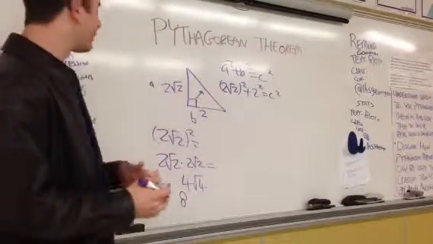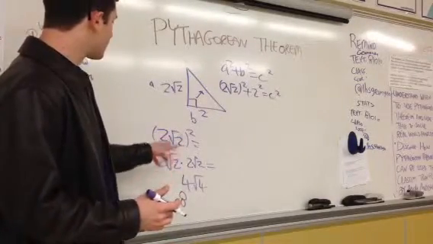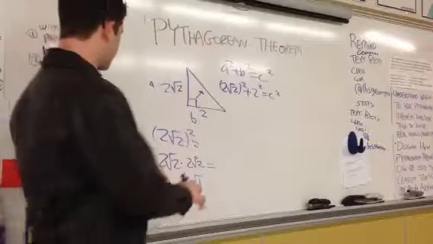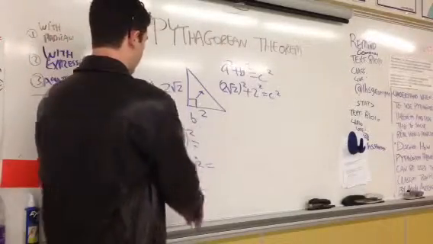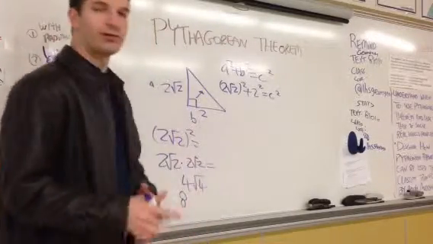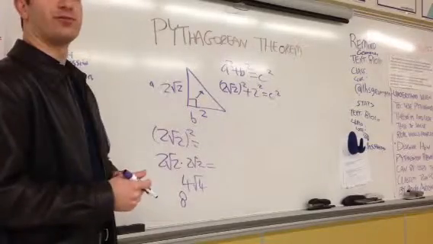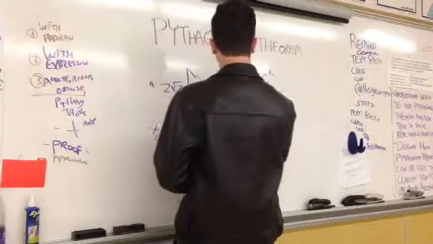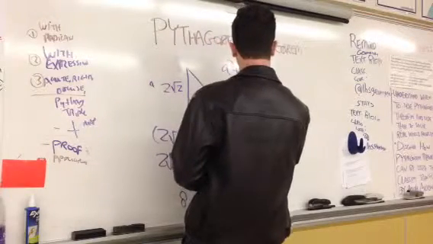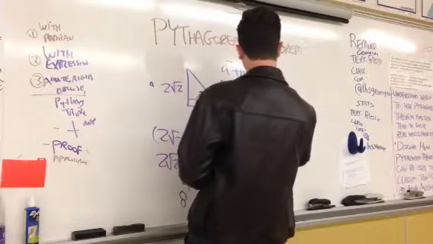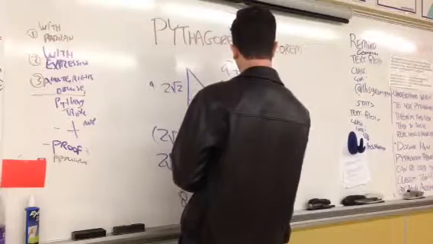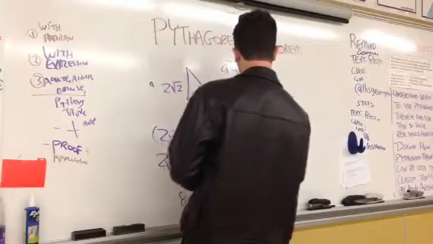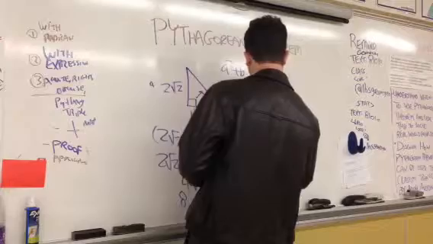So once again, all I did there was square this number. To square 2 square root 2, multiply what's on the outside to get 4. Multiply what's on the inside to get square root of 4. 4 times the square root of 4 is just 4 times 2, which is 8. So I have 8 plus 2 squared equals c squared. So this is 8 plus 4 equals c squared. 12 is equal to c squared.